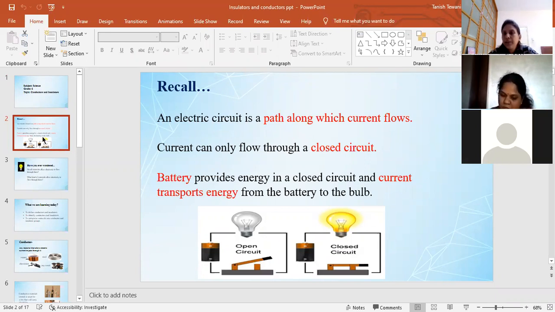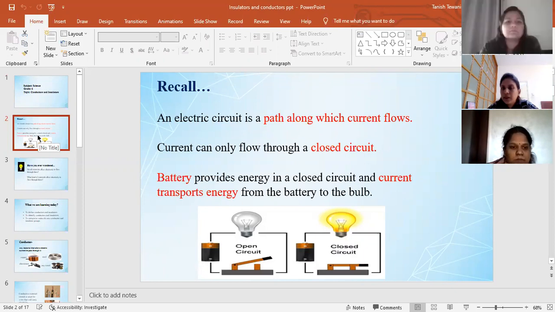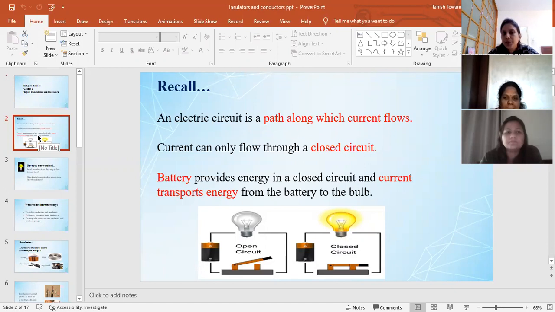Aparna, can you tell me what is a circuit? I think she's not there. Rabia, are you there? Yes, ma'am. Rabia, can you tell me what is an electric circuit? Yesterday we learned this, right? Do you remember? No, ma'am. Sorry, I don't remember. Okay, no problem. So who knows? Bubbly, do you know?